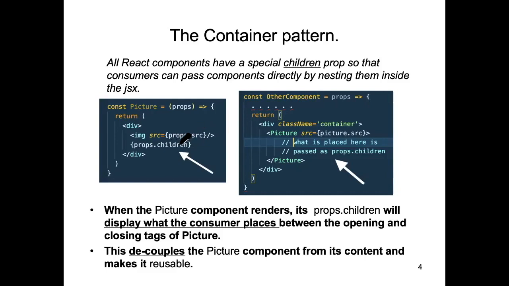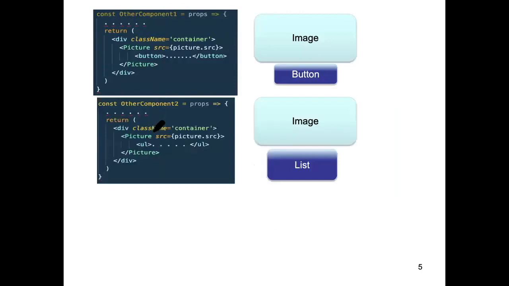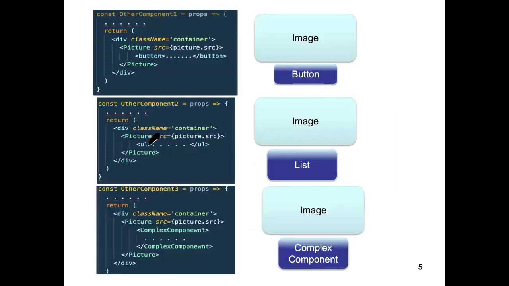But what it displays after the image is up to what we're calling the consumer. The consumer is the component that's using the picture. So for this example, it's going to display a button. Whereas here, I'm getting it to display a list with the image. Here, I'm getting it to display whatever my complex component is, with the image. So I'm reusing the picture for different use cases, and that was one of my objectives, this idea of reusability.